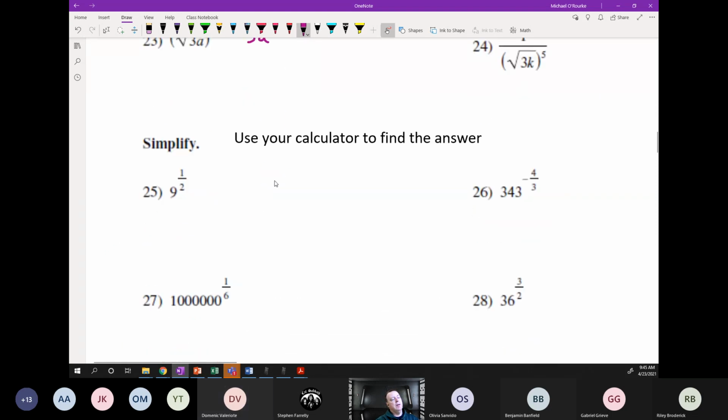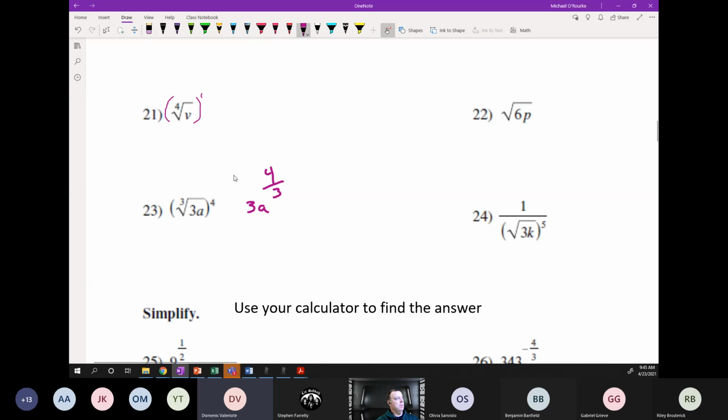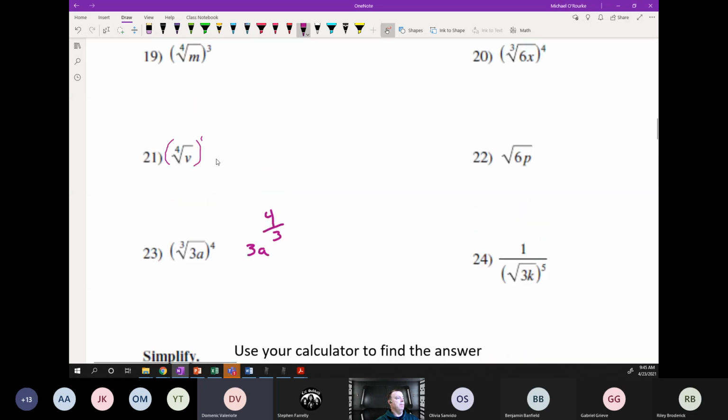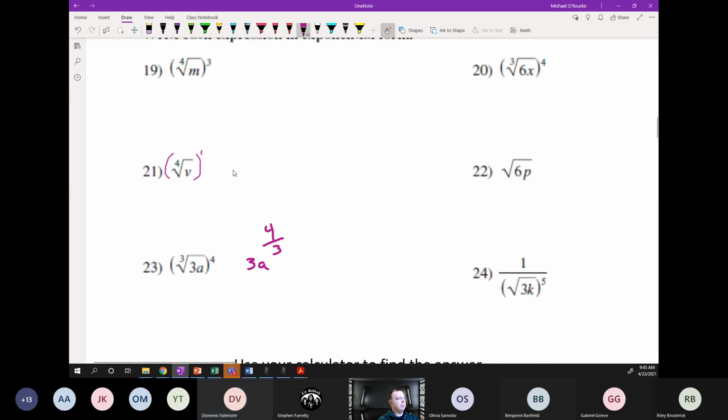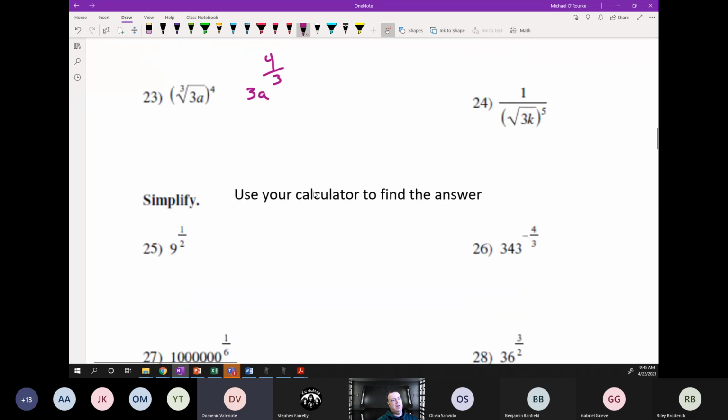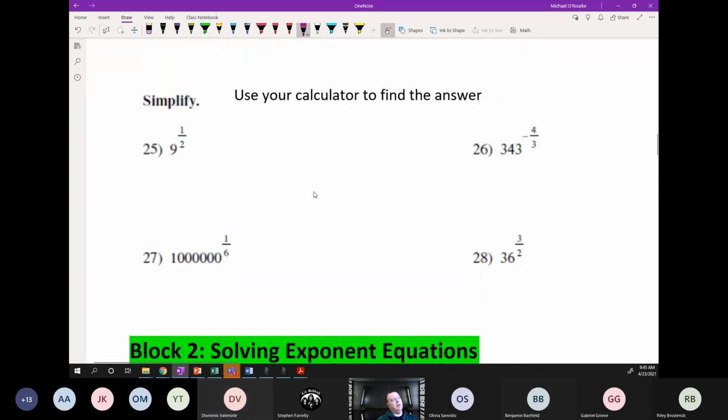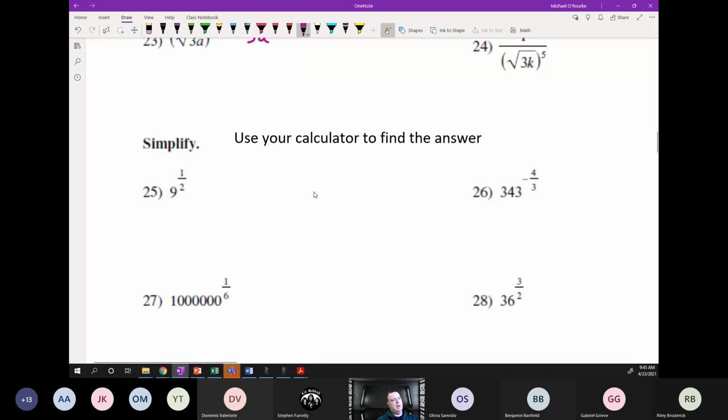Mr. O, with question 21, in the end, would we put a 1 at the answer, or would we just leave it? It would look like that: b to the power of 1 over 4. Oh, okay. It's the exact same thing. Like the 4 was here, and the 1's there. Awesome. And these ones here, you're just going to use your calculator to find the answers.